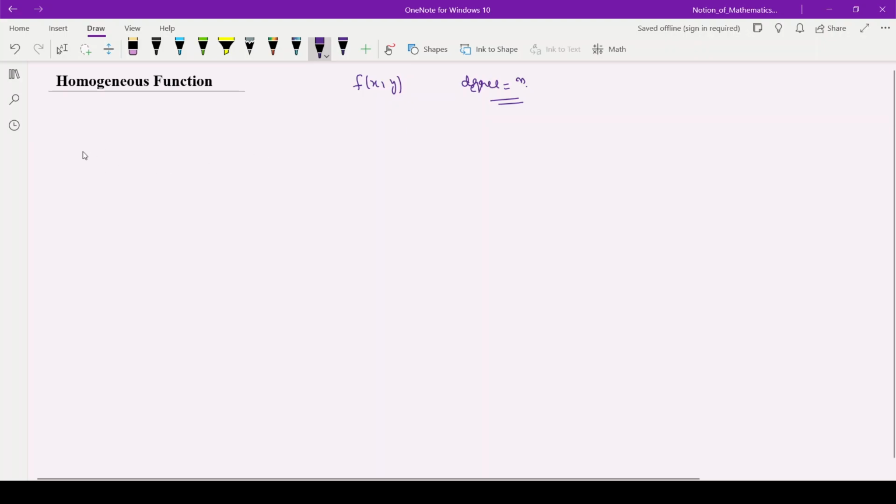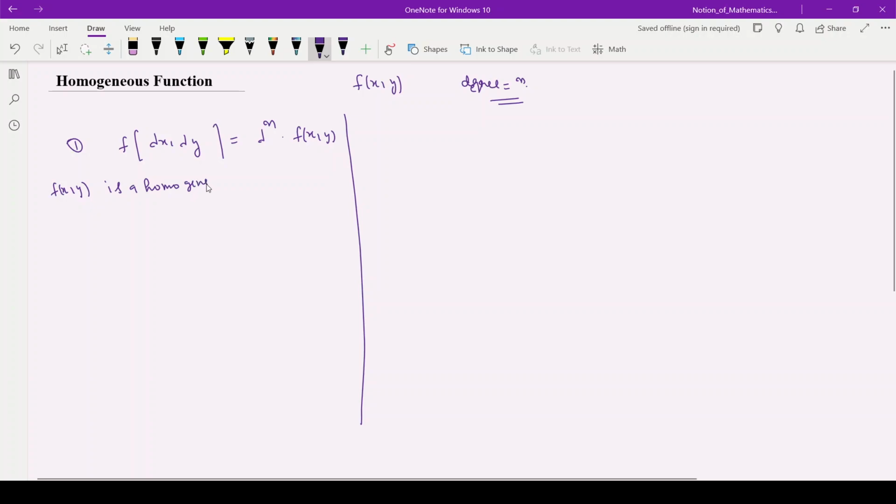Different ways are actually here. If the first way is that I write f(λx, λy) is equal to λ to the power n into f(x,y), then I will say that this function f(x,y) is a homogeneous function of degree n.